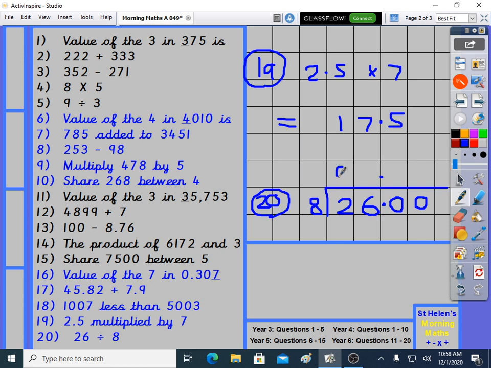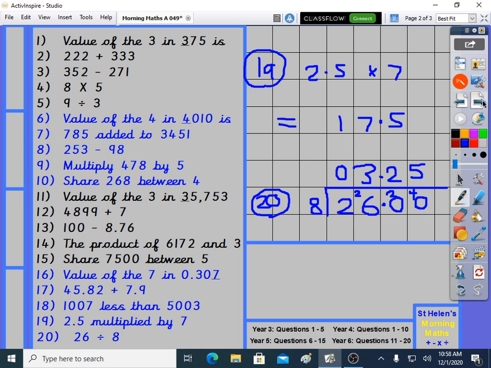How many 8s in 2? 0, carried a 2. 8 and 16, 24 is 3, carried a 2. 8 and 16 is 2, carried a 4. 8 and 16, 24 and 32, 40 is 5. Turned out 2 decimal places was exactly what I needed. I was a bit lucky with that. And I get 3.25, 3 and a bit. Well, 24 divided by 8 is 3. 26 divided by 8 is 3 and a bit. 3.25, 3 and a quarter.